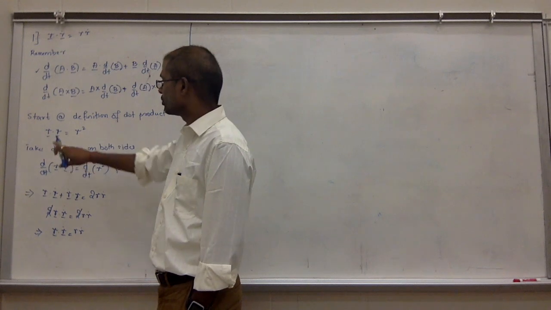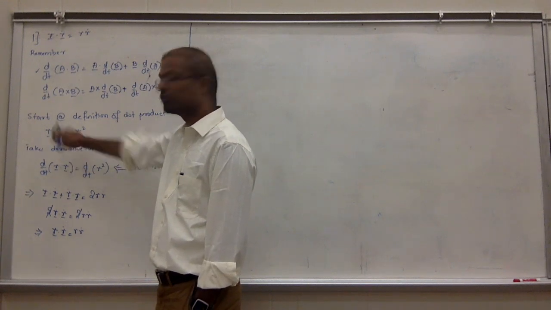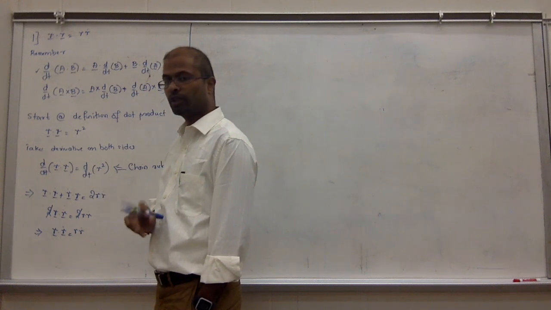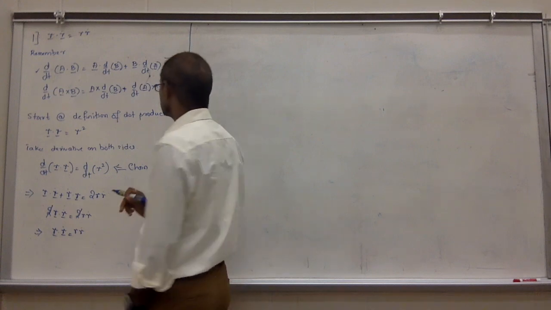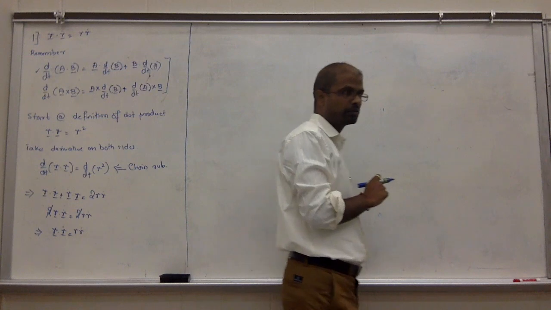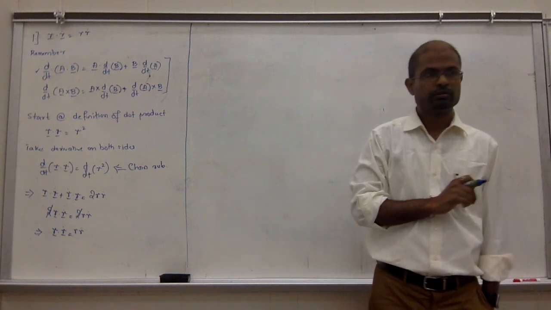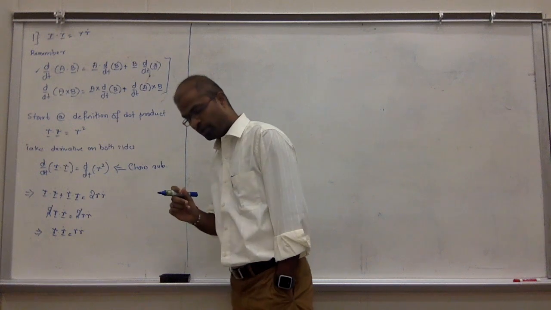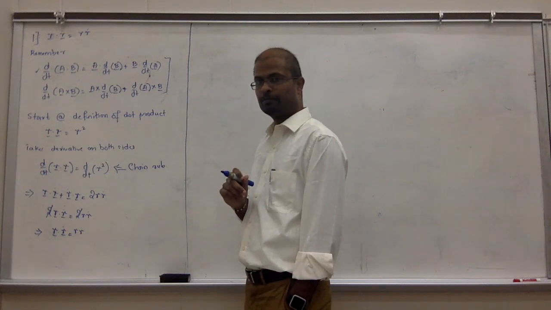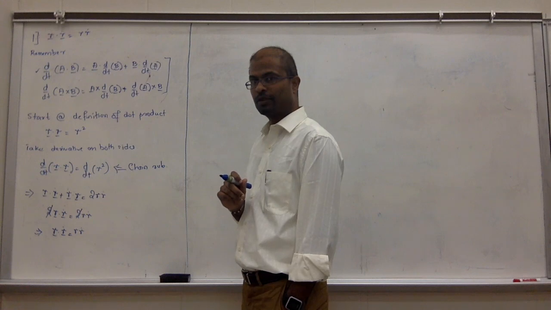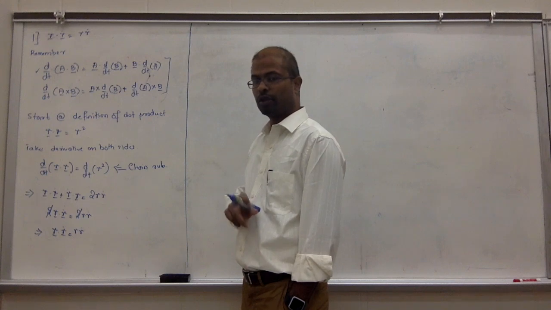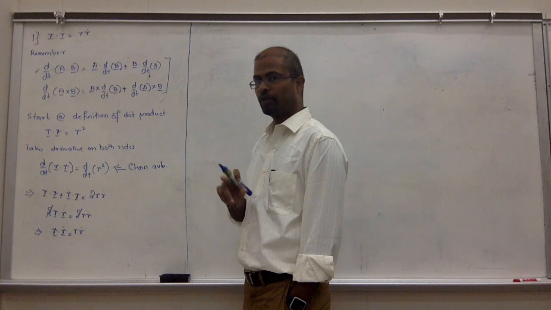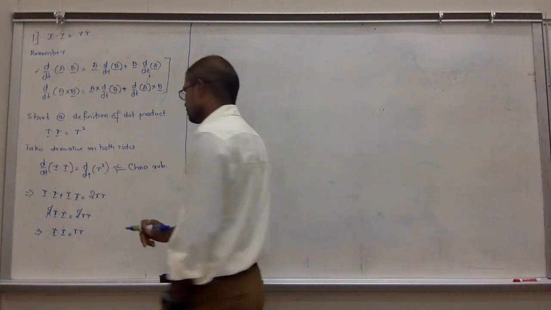Okay. So if you go strictly by the definition of dot product, what is R dot R? It's the magnitude of R into the magnitude of R into the cosine of the angle between R and R. What would be the angle between R and R? The angle between vector R and vector R is 0. Okay? So if you apply the dot product definition, magnitude R into magnitude R into cosine of that angle, cosine of 0 is 1. So you get magnitude R into magnitude R. That is R square. Okay.